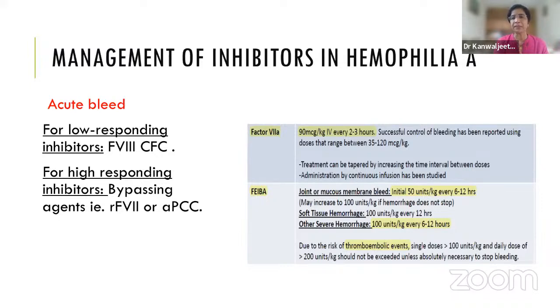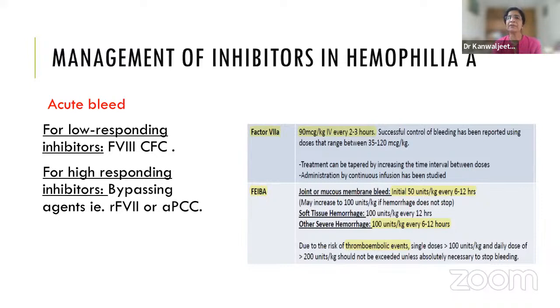FEIBA is APCC. Besides activated factor 7A, FEIBA has other factors which are in inactivated form, like 2, 7, 9 and 10. But activated factor 7 is also there. Since this is activated factor 7, this is to be given IV. So management of inhibitors in hemophilia A with acute bleed, you need to give IV therapy. FEIBA is also given IV, and since it is already activated, it is not to be given in prophylaxis. So no activated factor is given for prophylaxis. It is to be given only in the event of acute bleed.